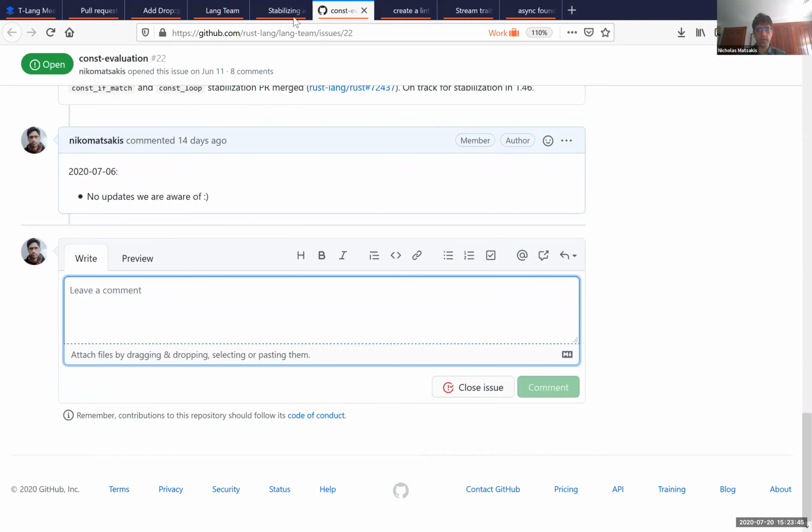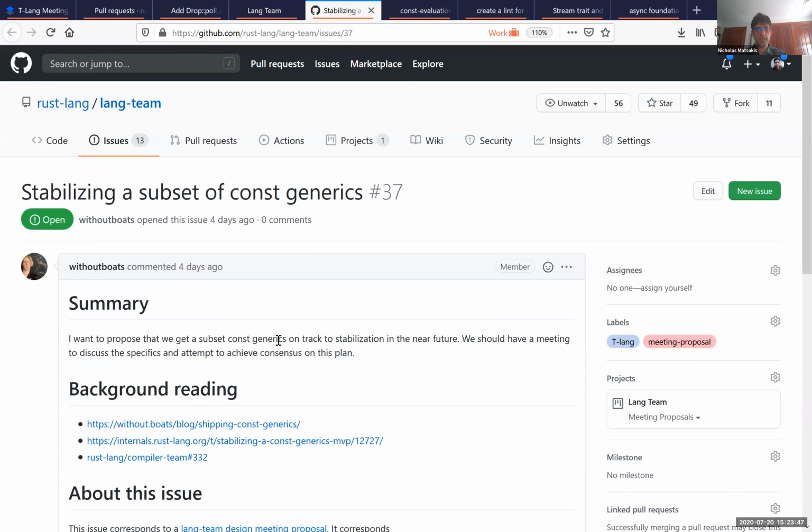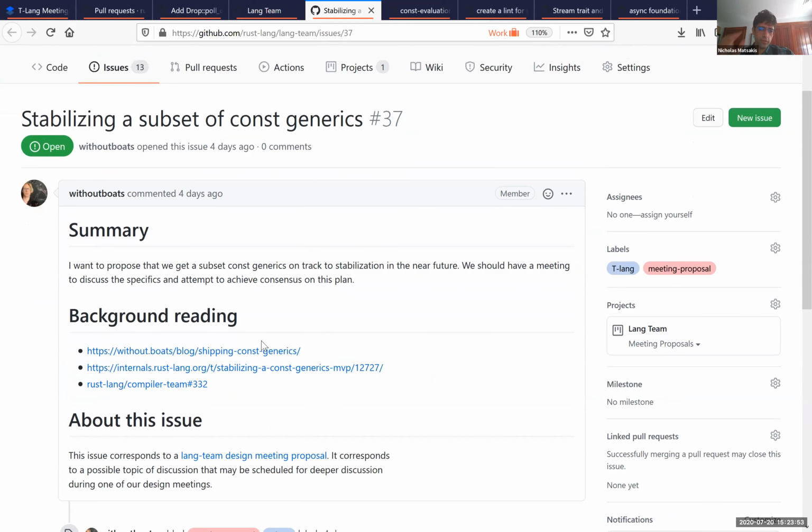Okay. In terms of const evaluation, so there's this meeting proposal, which is not const evaluation, but is related to const evaluation. I think Boats was talking about trying to go through and create a const generics stable subset that we can actually stabilize. I think this is a great idea.